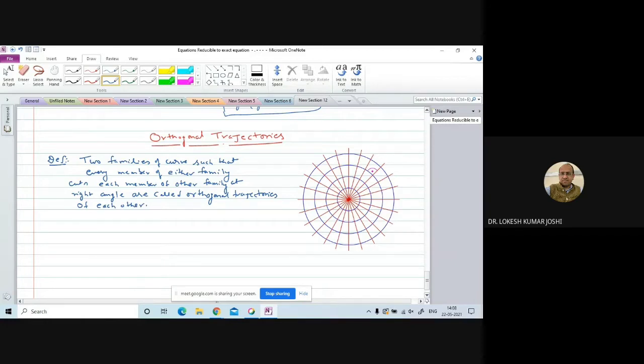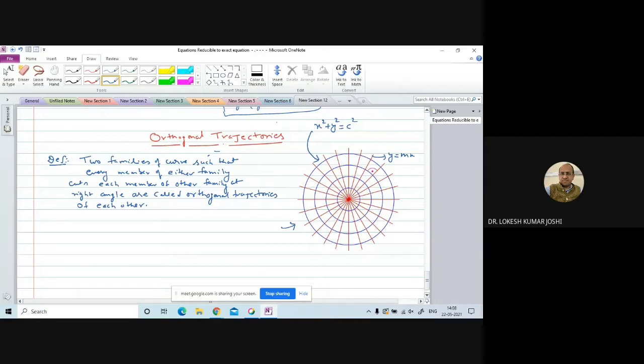For example, we have one example for you. If we see these two curves, the first curve, represented by the blue lines, is the family of concentric circles x square plus y square equals c square. And these red lines represent the family of lines y equals mx, which means straight lines passing through the origin.